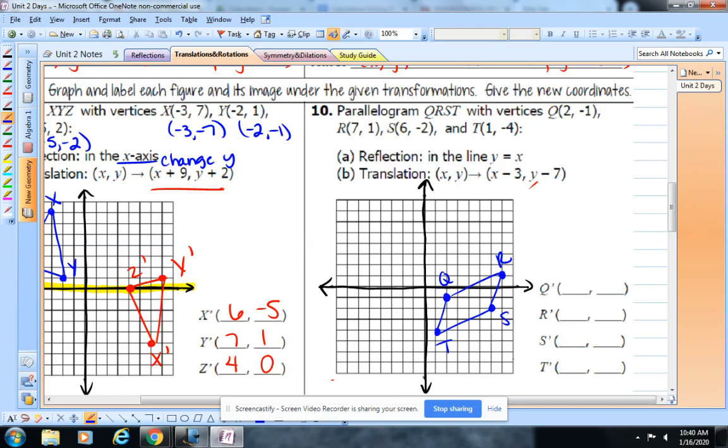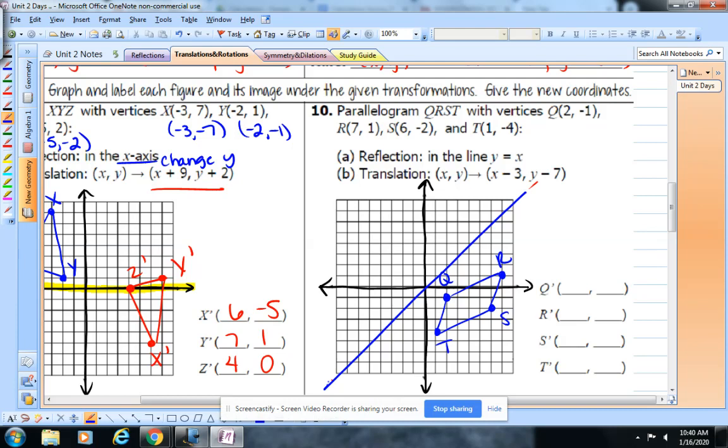Okay, so part A says to do a reflection in the line y equals x. So remember that line y equals x is the diagonal line that goes through the origin, and it has a positive slope, right?